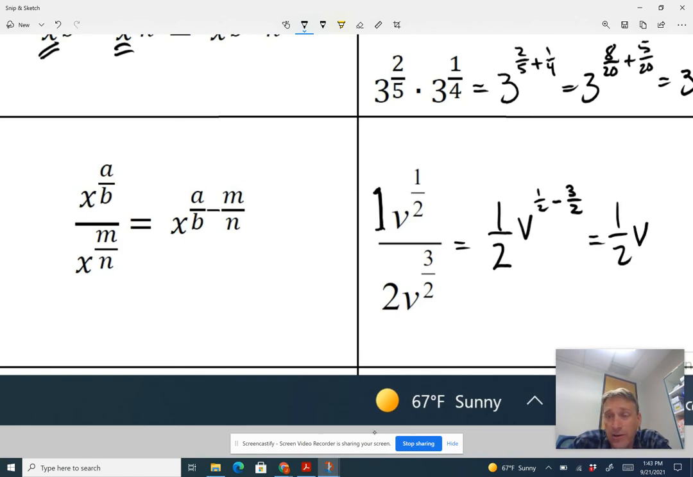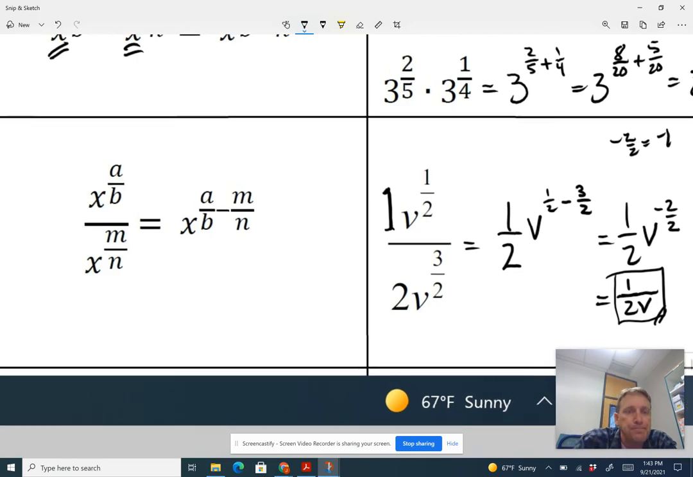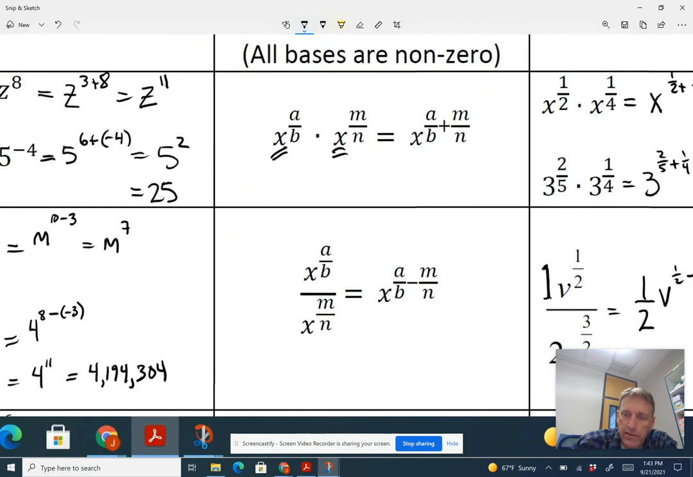They're like denominators, so you can subtract them. 1 minus 3 is -2, so you get -2 halves. And you can simplify that. -2 halves equals -1. So you have v to the -1. And what that means is then the v becomes positive down in the denominator, and we'll see that in another example here real quick. But that's what it'd be, 1 over 2v. Okay, so we move down.